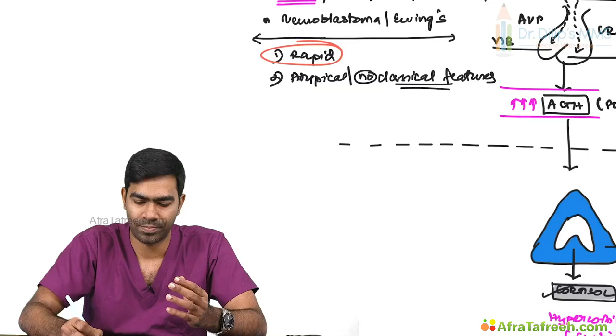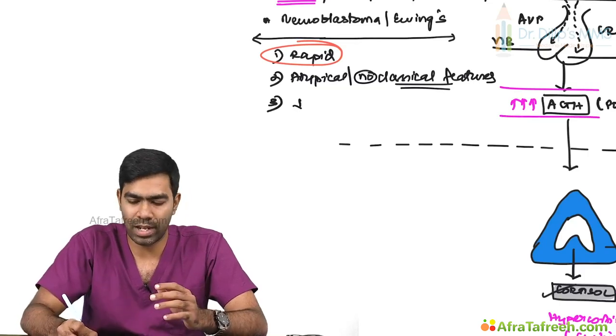Why? Because it's so rapid that they won't have time to develop this obesity, that purple striae and all. So it will be that rapid. That is the reason why it will be fast, and they may not have that typical and classical features of Cushing syndrome that you see in other patients.